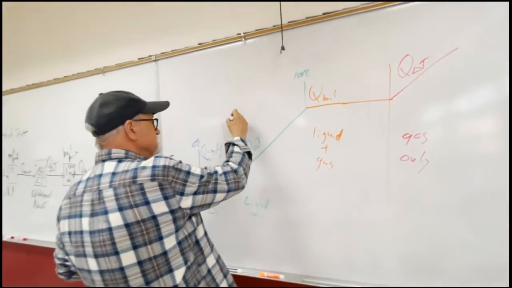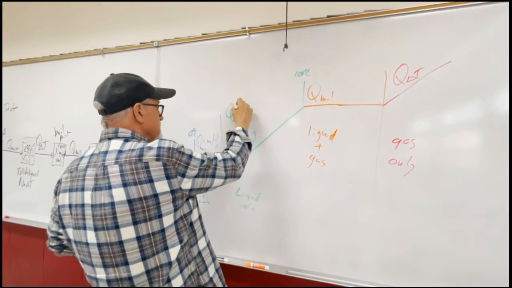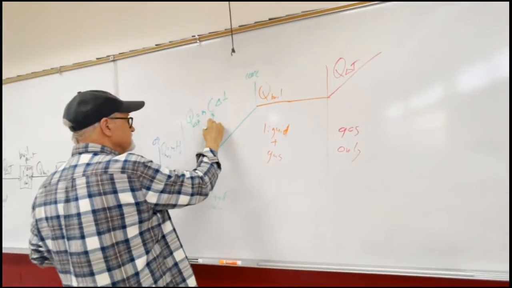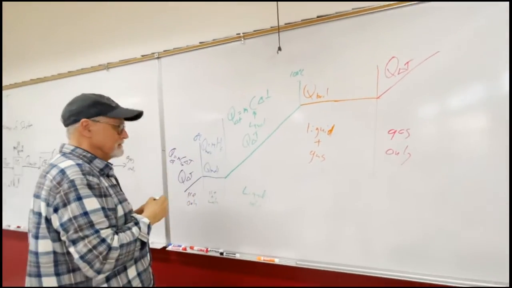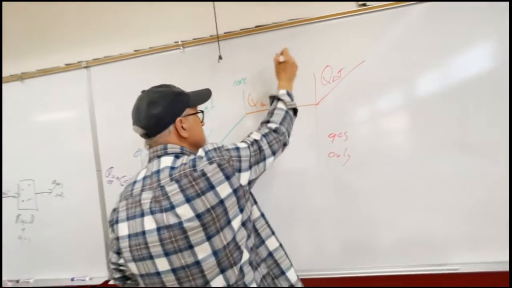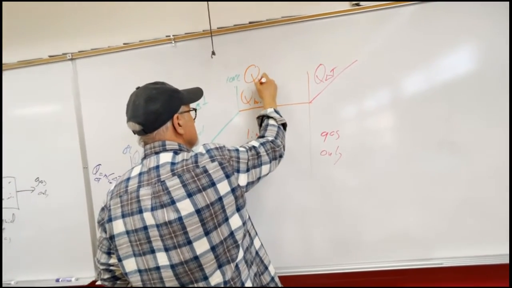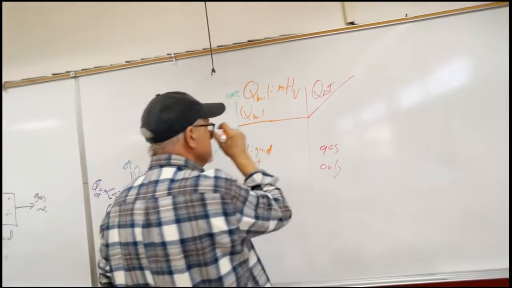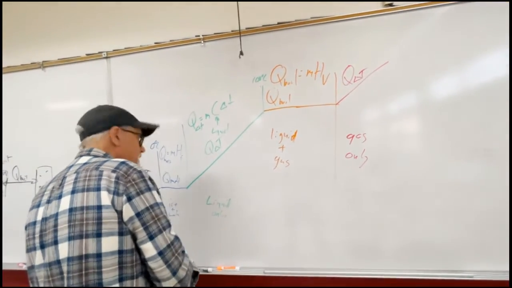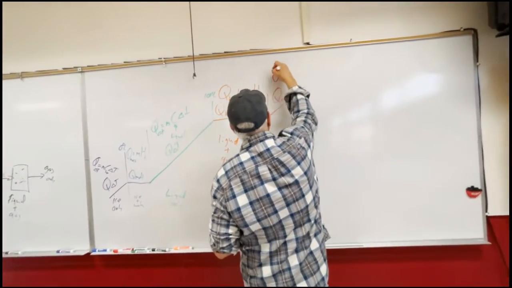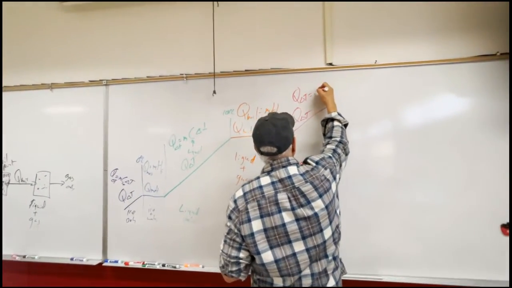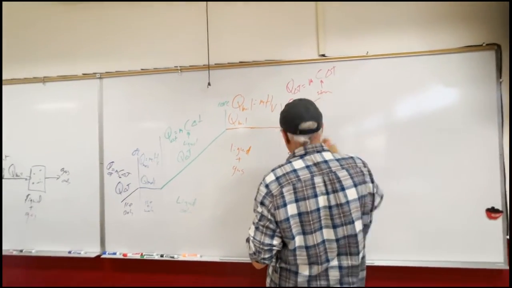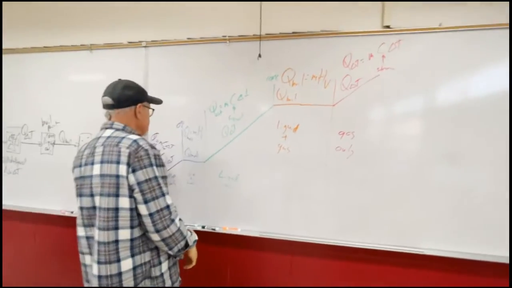And here, this is m c delta T, and this is liquid water. This is Q boil, the mass times the heat of vaporization. And then this is the mass times the specific heat times the delta T, and this is steam. And they all have different specific heats.